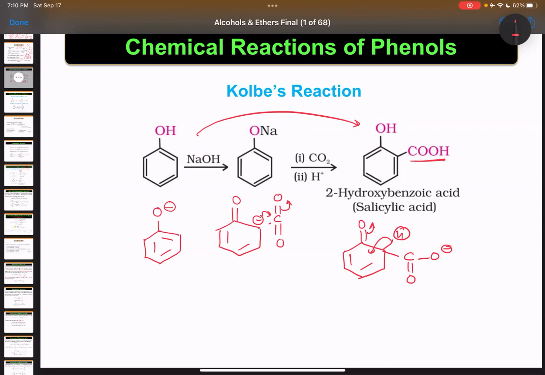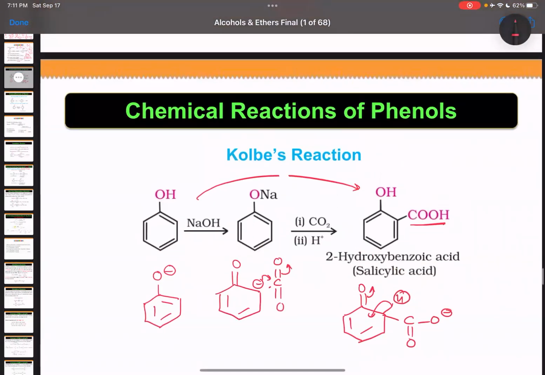Tell me quickly. If I don't want to use NaOH and CO2, what else can I use here? Is it CHCl3 and NaOH, the previous one? No, with CHCl3 you will actually end up with CHO.